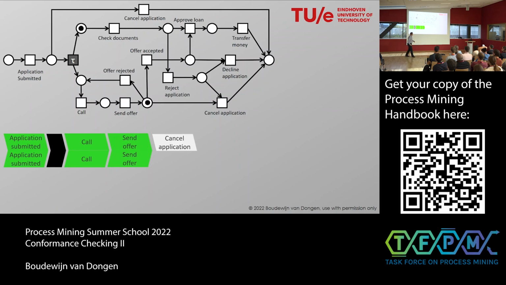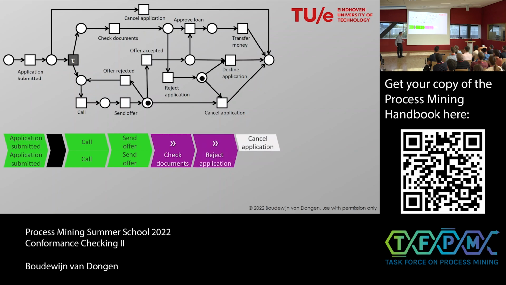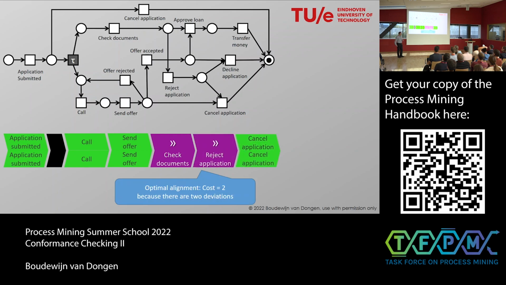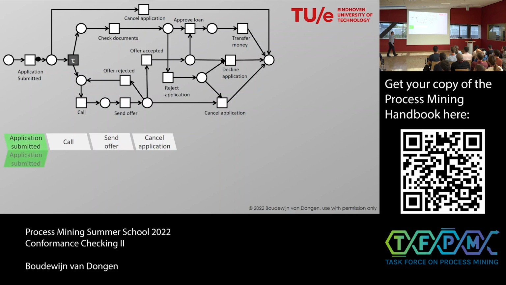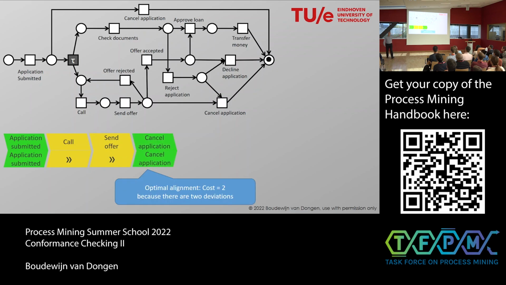So how do we explain this? Well, we check documents, we reject the application, and we cancel the application. Optimal alignment, cost equals 2. Perfect explanation for this particular trace, right? But it's not the only one, because I can also do this. Application submitted. I did not call the customer. I also never sent him an offer, but I canceled the application. Cost equals 2, optimal alignment.